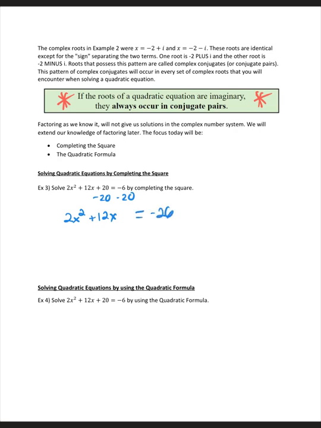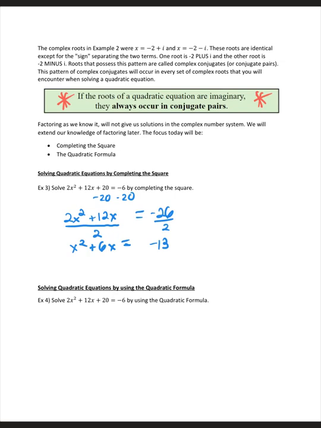My next step is to divide both sides by the a value in this problem. So in this case, a is 2. So I'm going to divide both sides by 2. And I get x squared plus 6x equals negative 13. Now, step 3 is to complete the square.